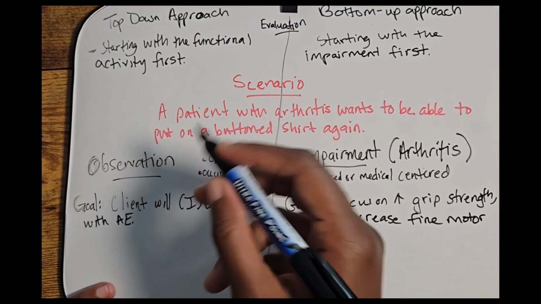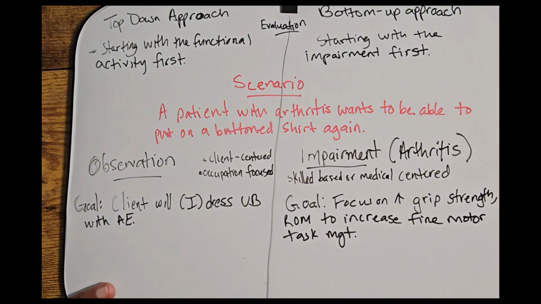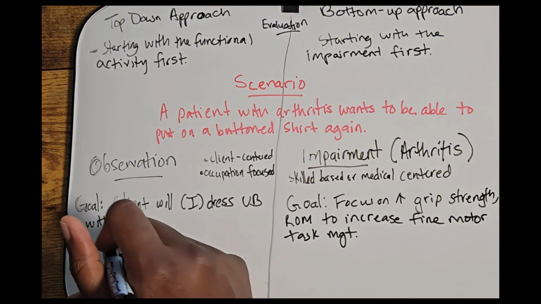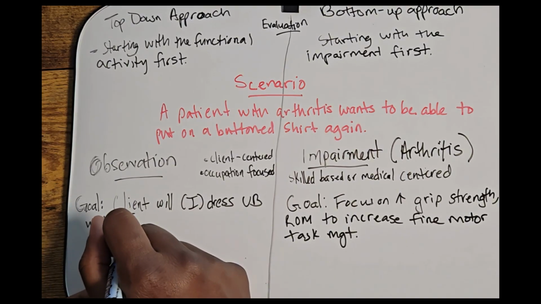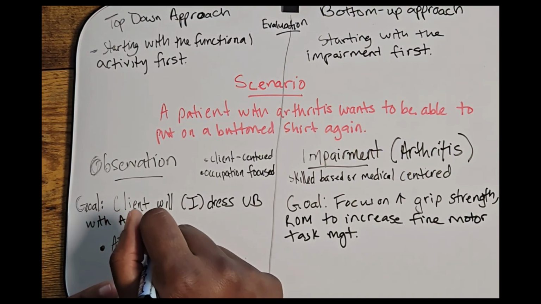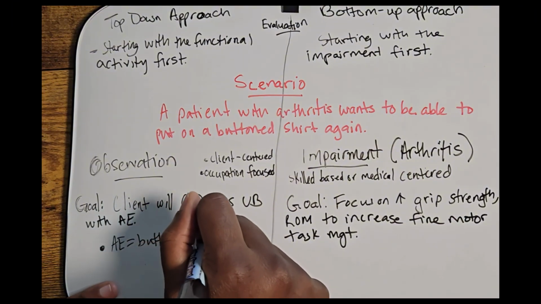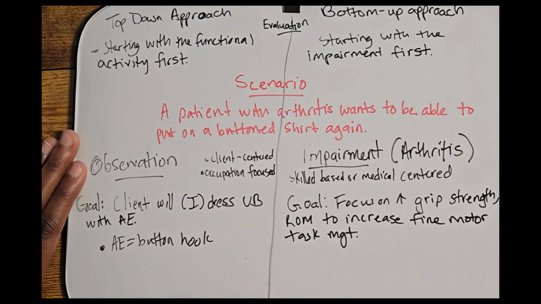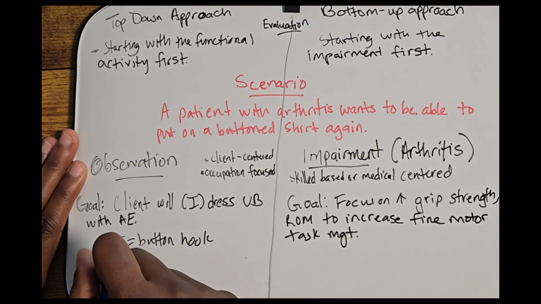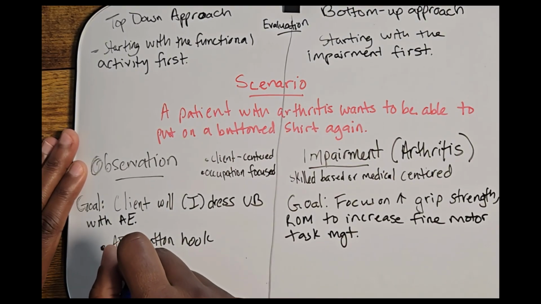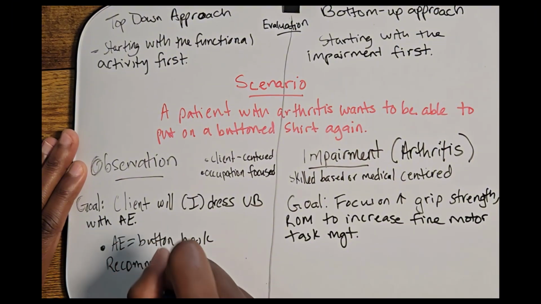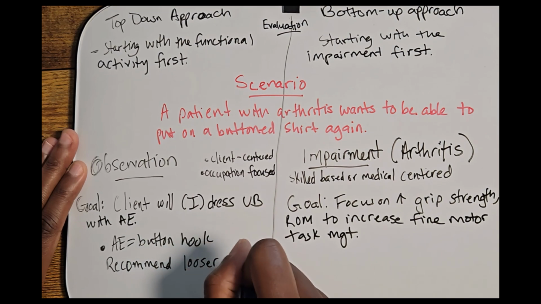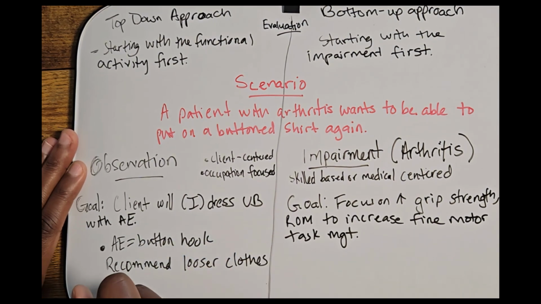Okay, so if this is going to be our goal, then our intervention is going to look something like we're teaching our client about the use of adaptive equipment, and that adaptive equipment could be a button hook. We're also going to recommend maybe looser fitting clothing, right? Like looser clothes. That might be something we do.